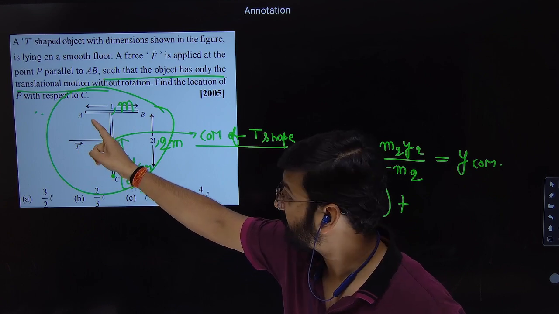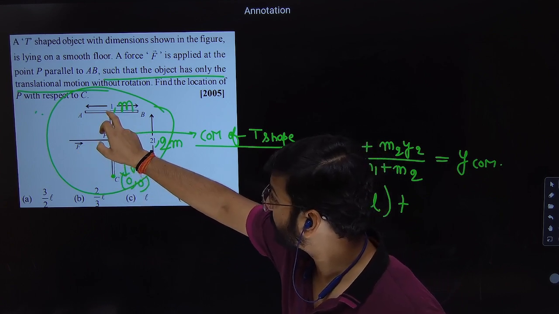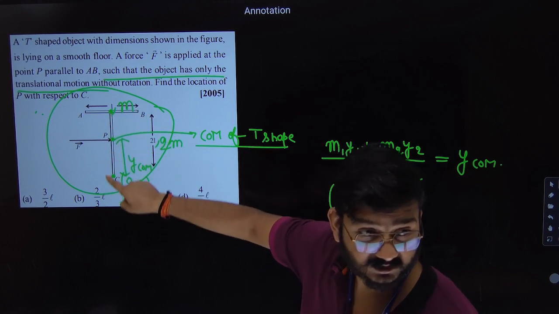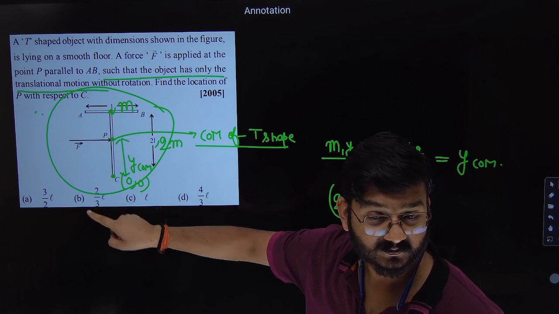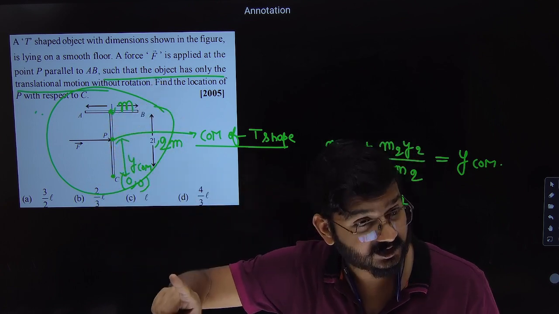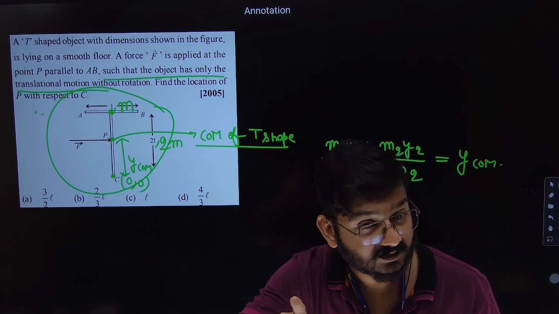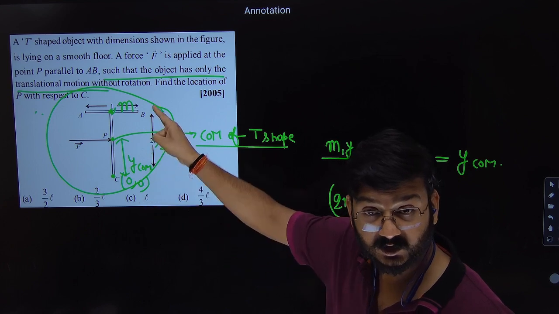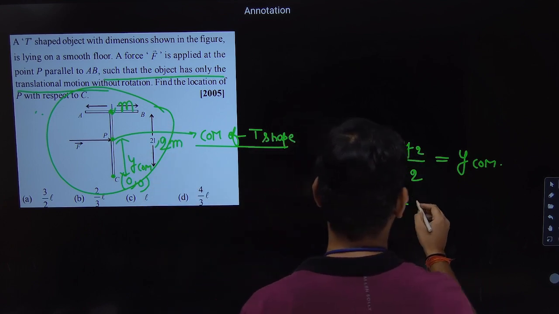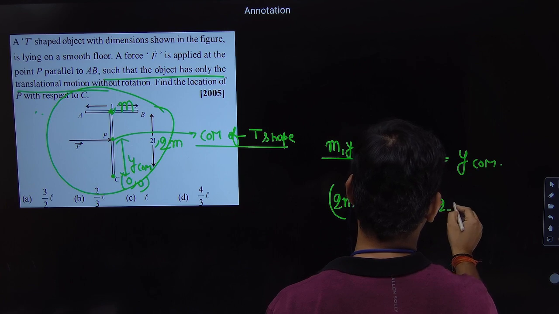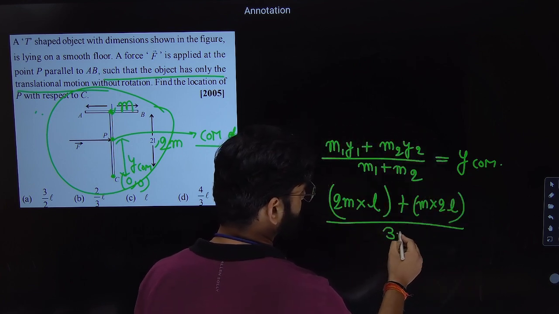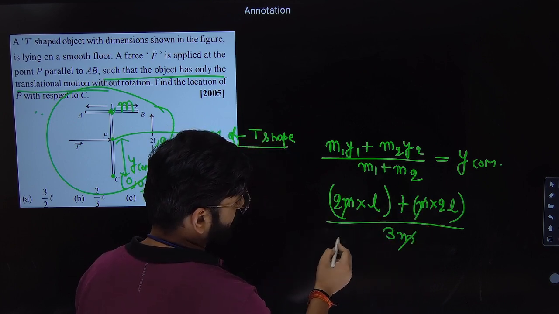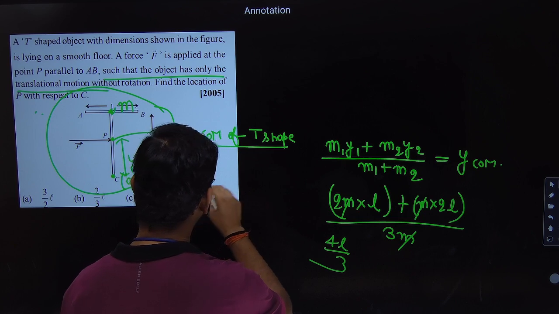Now see that if it is a uniform rod of length L, where will the center of mass be? L by 2. But it is a horizontal rod, right? So where will be the center? Here. L by 2 will be the x coordinate of center of mass. I need which coordinate? Y. So what will be the y coordinate from here to here? 2L. So M into 2L divided by 2M plus M, 3M. Solve it. M gets cancelled. So what is the answer? 4L by 3. Option.